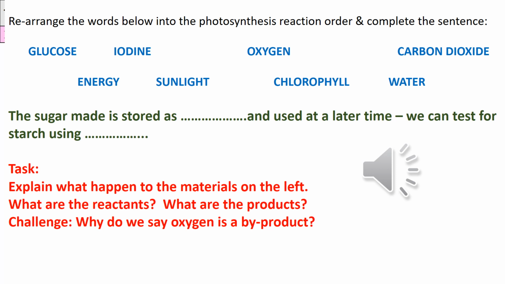Okay, your job now is to rearrange these words into the chemical reaction for photosynthesis. There are also 2 words that need to be slotted into the sentence below. Can you explain what materials might be on the left? What are the reactants? What are the products? And then challenge question to you is, why do we say oxygen is a byproduct? Have a go at these questions in your books and pause the video.